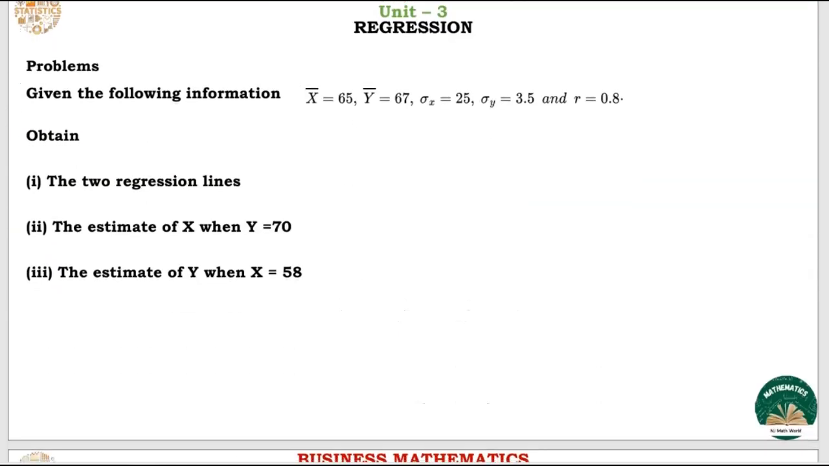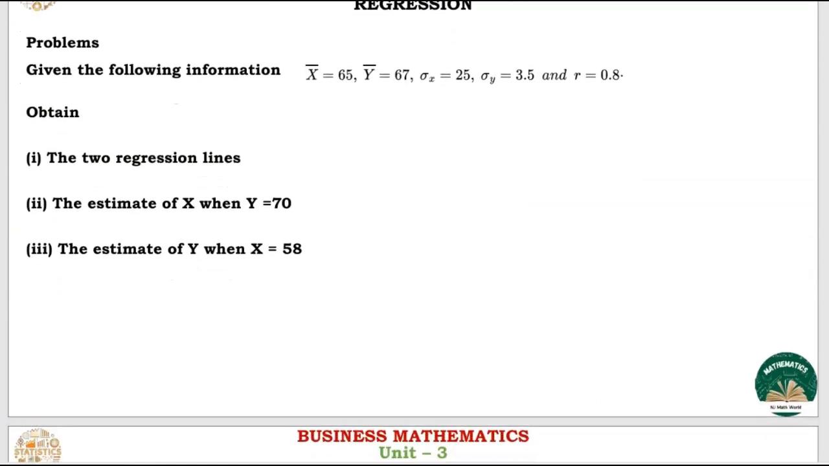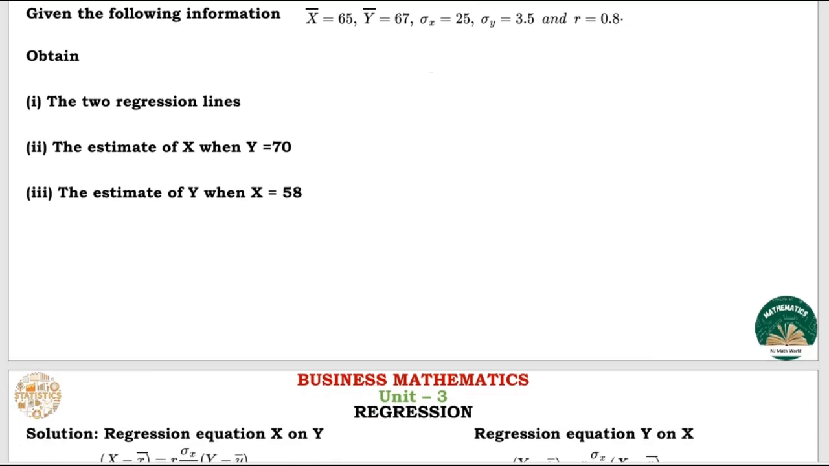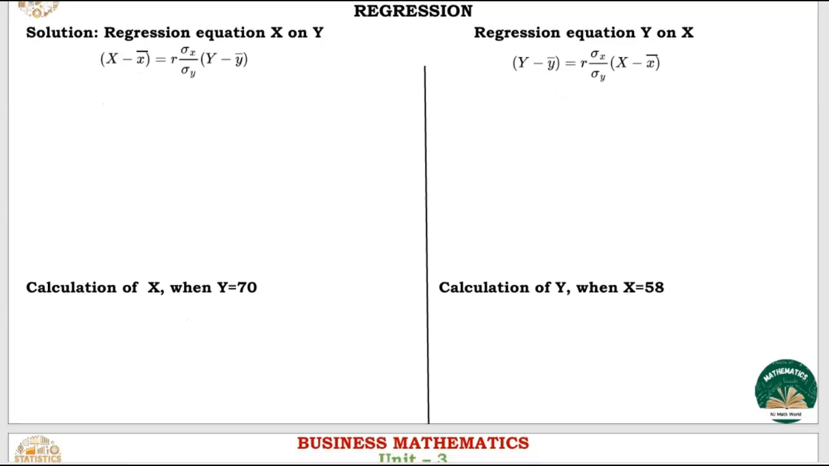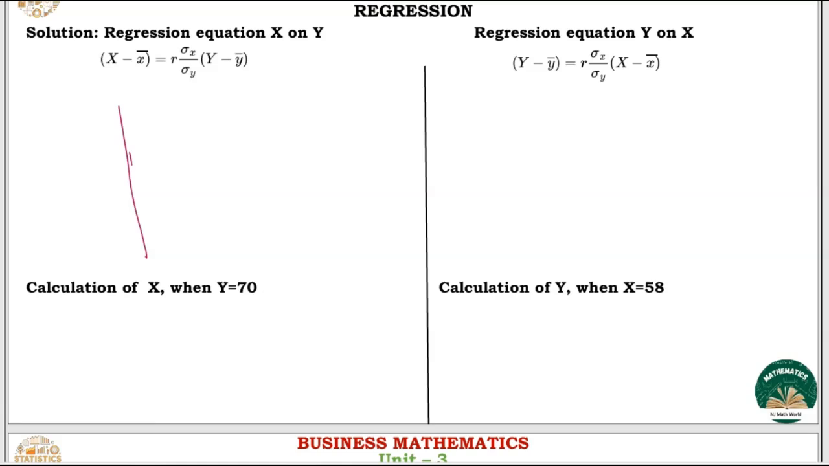Then the next one is x bar is 65, y bar is 67, rho x 25 and rho y 3.5, r is 0.8. So here we need to find the values. Let me solve this. It is a direct question which has been asked. We have the regression equation on x and y. We just write down the values they've given.